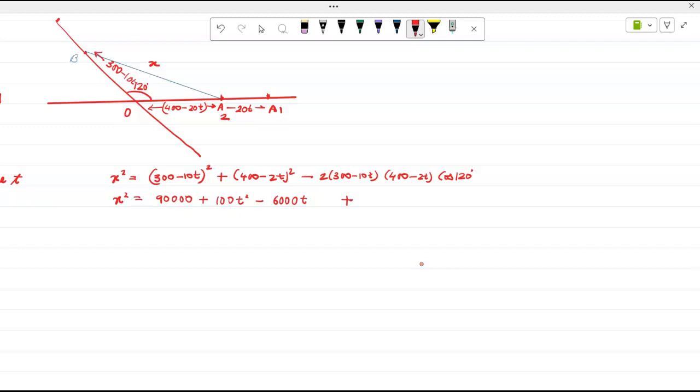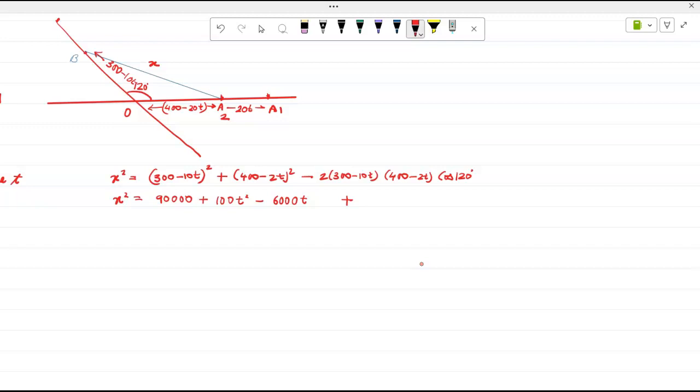Wait one second. Why have you not opened that 400 minus 2t the whole square? I have reached there now, I'll open it now. Oh, sorry. I am opening the first bracket. I cannot open the two brackets simultaneously with two hands, so I'm opening the first bracket, then the second bracket.